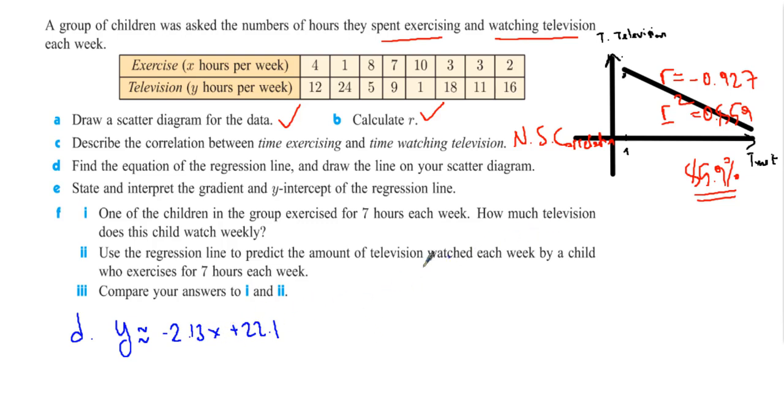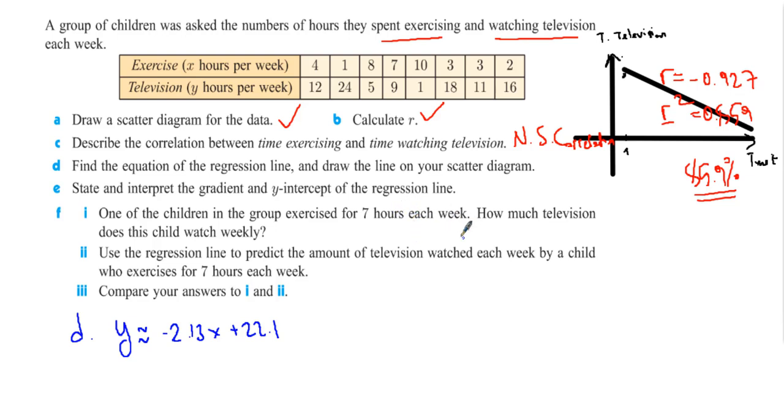And what does the y-intercept mean? If you don't exercise at all, you'll be spending 22.1 hours watching TV. So this is the interpretation for the y-intercept. Now, one of the children in the group exercised for 7 hours.